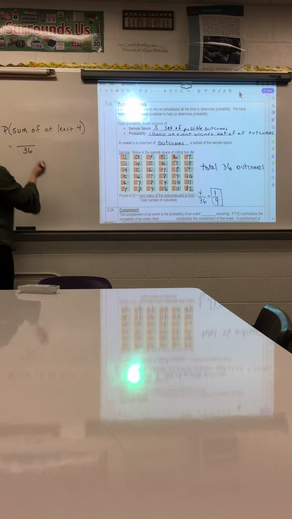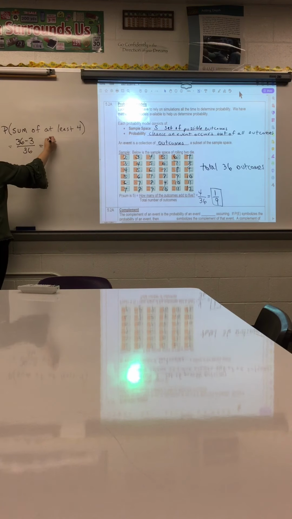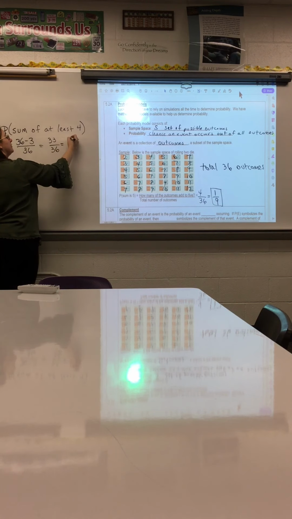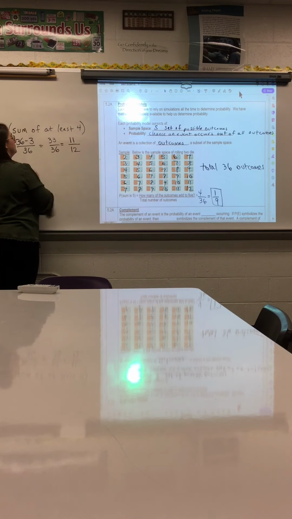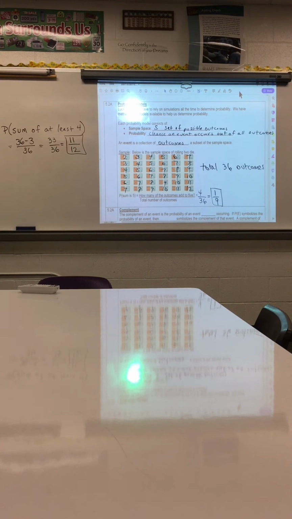So I know that there's a total of 36 minus the 3 that don't fit, and that would be 33 out of 36. And always reduce if you can, so those are both divisible by 3. Is it 11 out of 12? Is that right? So I could count them all. In the worst case scenario, I'd just do it.